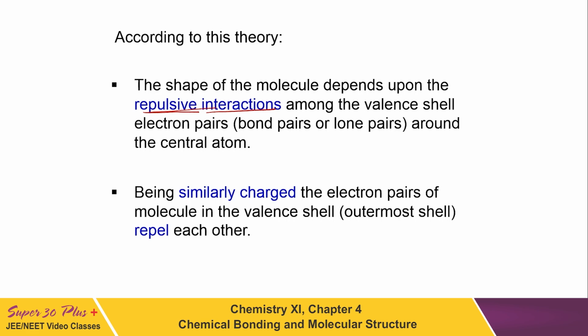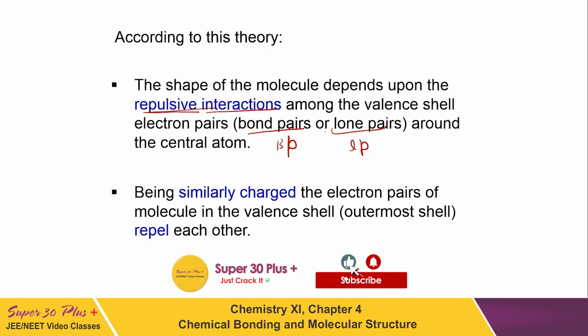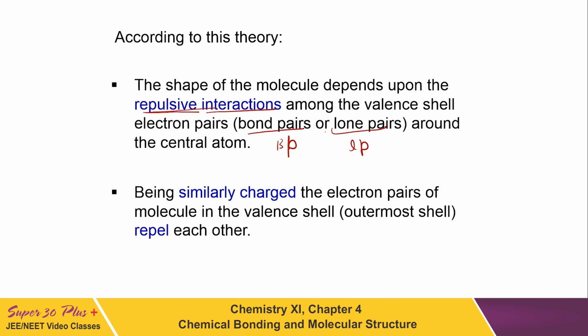Now among the valence shell electron pairs, there are two types of electron pairs. One is the bond pair, in short we will call it BP, and the other one is the lone pair, which we will call LP. BP is the pair of electrons which is already engaged in bond formation, while the lone pair LP is again a pair of electrons, but it is not engaged anywhere in the bond formation. It is just placed over the central atom, right?